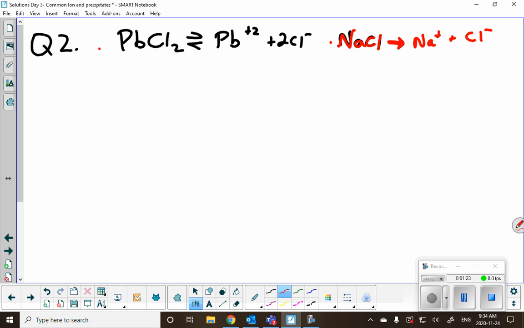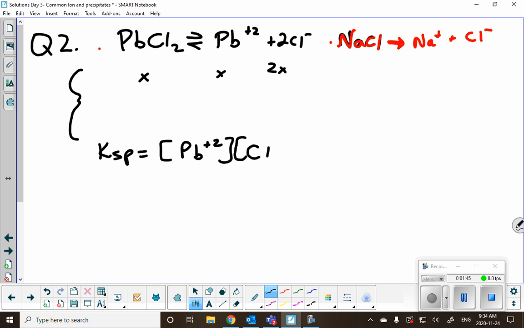So we've got lead chloride breaking down to lead and 2 chlorides. My molar ratio is x to x to 2x, and because this is a common ion question, because we've got two different salts, leave space here before you write the KSP expression. So we've got work to do in this space. The KSP expression will be lead's concentration times chloride's concentration, and because of this 2 here, we square it. So this is the math formula we use to solve KSP.